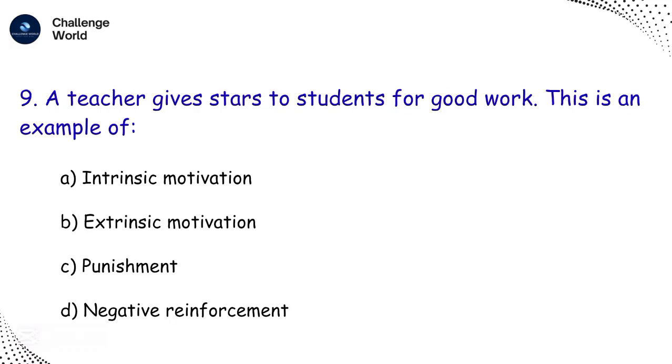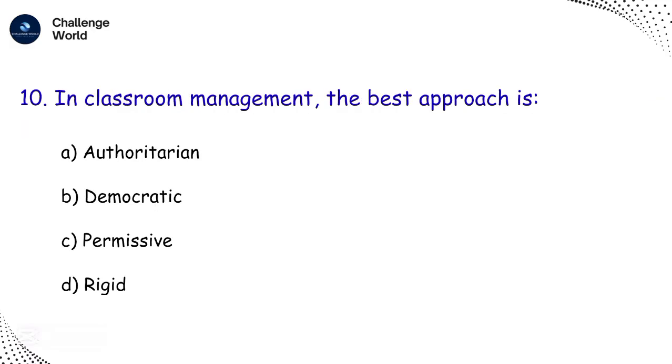Question 9 is, a teacher gives stars to students for good work. This is an example of A. Intrinsic motivation. B. Extrinsic motivation. C. Punishment. D. Negative reinforcement. Option B. Extrinsic motivation is the right answer. Extrinsic motivation is driven by external rewards such as prizes, grades, or stars.